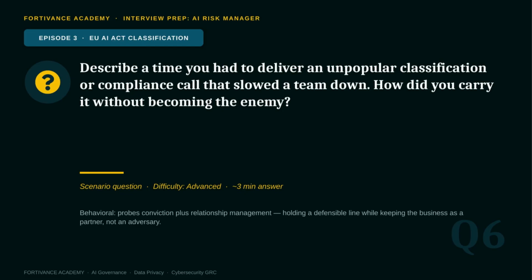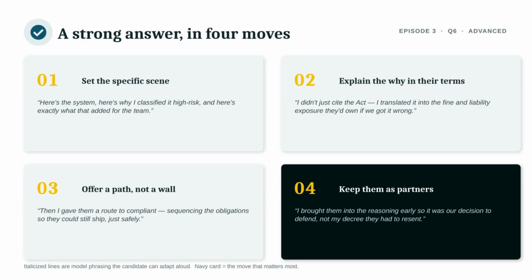A strong STAR answer is specific. A real system, a real high-risk call, real pushback, and shows the candidate explained the why in business terms, not just cited the regulation, offered a path to get to compliant rather than a flat blockade, and kept the team as a partner by bringing them into the reasoning early. The best answers also show they were proven right, or at least that the decision held up and that the relationship survived. Avoid the martyr who was technically correct but left scorched earth, and avoid the people-pleaser who softened a call they shouldn't have. Voiceover.